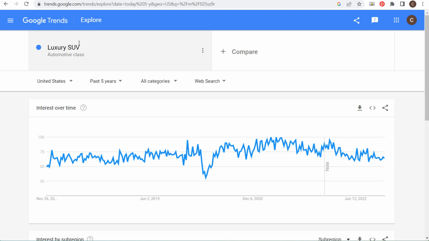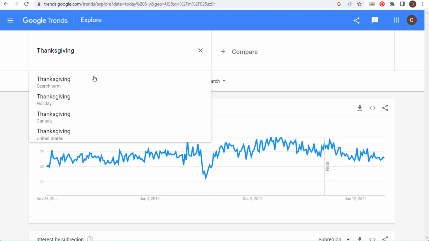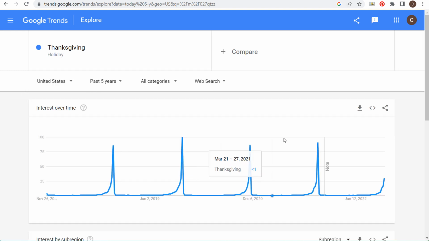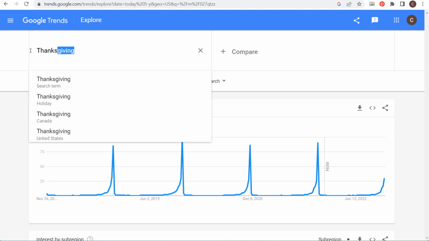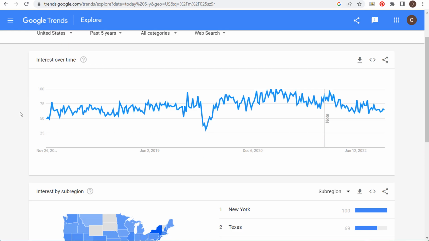So for some of these, you're going to see major drastic swings. For example, we look at Thanksgiving over the past 5 years. Obviously, it's going to peak when Thanksgiving happens. So pretty obvious there. So let's come back to luxury SUV to go down to just looking at some of the related topics and related queries. So we're going to scroll down here.